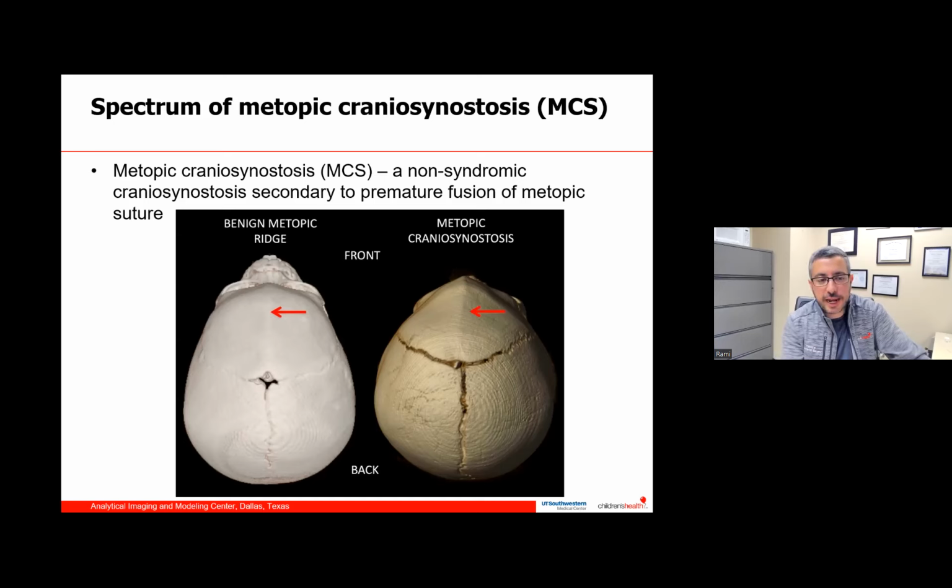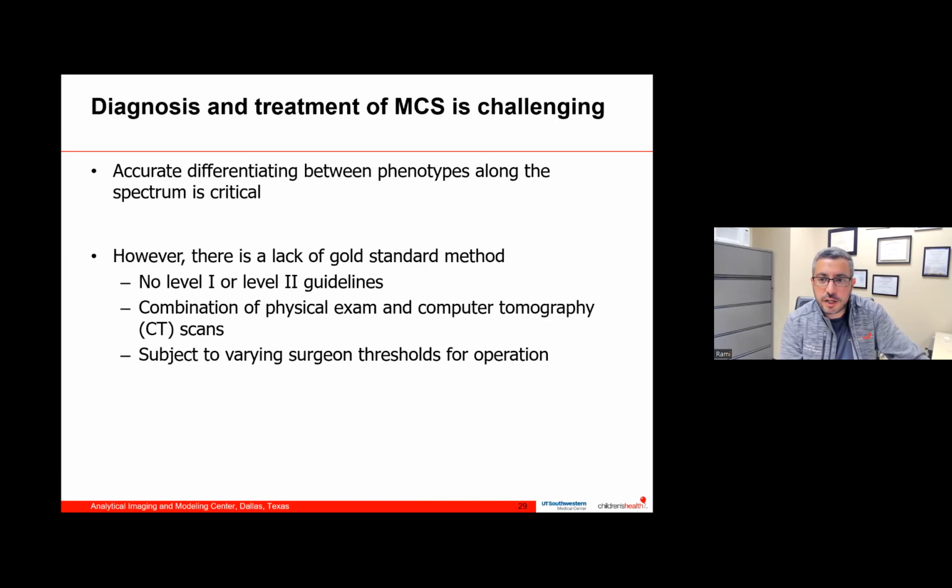If it is benign, then the patient doesn't need to do anything, you just observe your patient. But this spectrum has a gray area where some patients fall in between benign metopic ridge and metopic craniosynostosis, and it becomes a very difficult task to differentiate which one needs a surgery and which one doesn't.